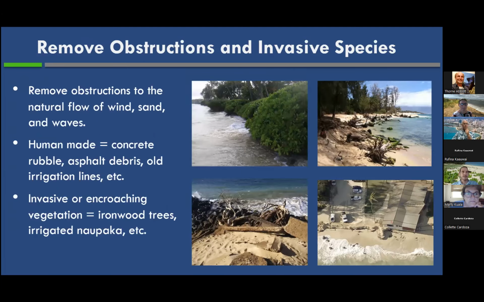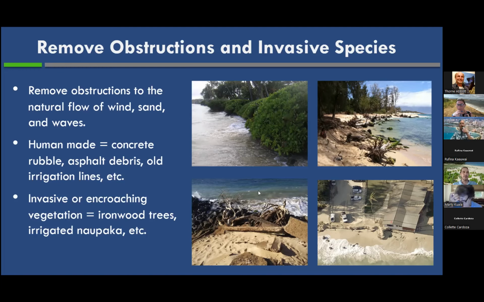So moving on, our next tool in the restoration toolkit is to remove obstructions and invasive species. When we're talking about obstructions, that's defined as anything that impedes the natural flow of wind, sand, and waves along the shoreline. It can be in the form of human-made rubble, asphalt, debris, old concrete, old irrigation pipes. We have all kinds of strange things along our shoreline, especially when we have an actively eroding shoreline and those things are being exposed and eroding out of the shore.